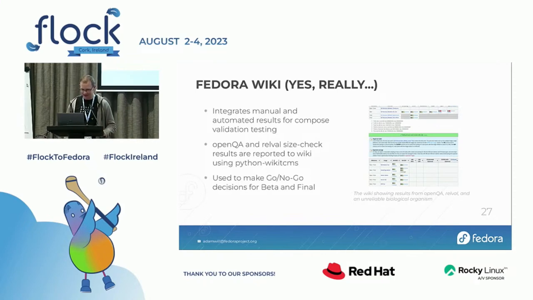So there is a dumb system I wrote which reports the results from OpenQA into the wiki automatically, and then humans file their own results into the wiki, and then we look at it and we can see all the results together. Relval size check results also go in that way.